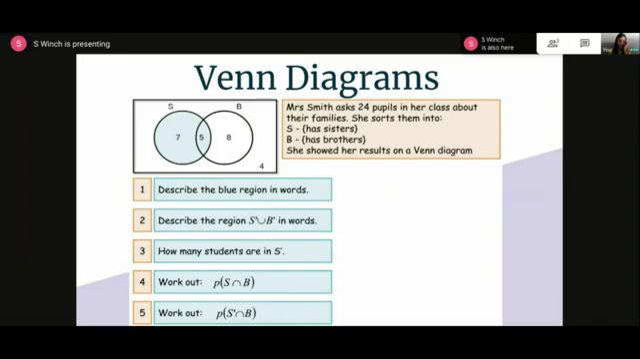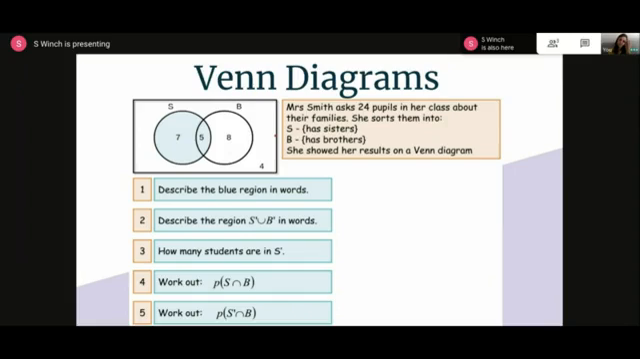Here are some questions for you based on a teacher and the 24 pupils she has in her class. You can see at the top of the screen you've got S for sisters, B for brothers, and the question basically says, describe the blue region in words. So you'd say something along the lines of, there are 7 students in the class that have a sister, and there are 5 students that have both sisters and brothers. We know that because we've got sisters here, where the 7 represents, and the 5 in the middle is where they both overlap, so where they have both a brother and a sister.